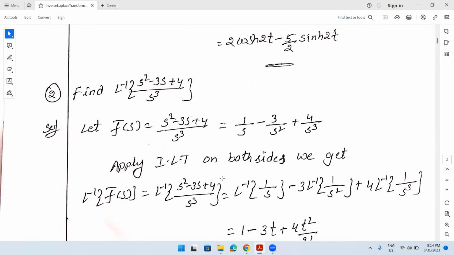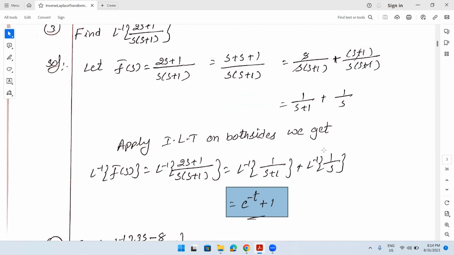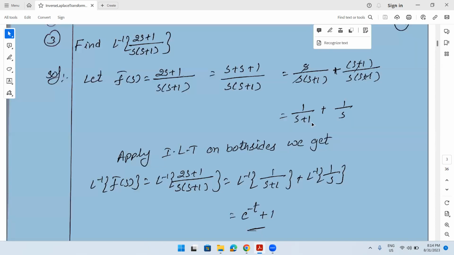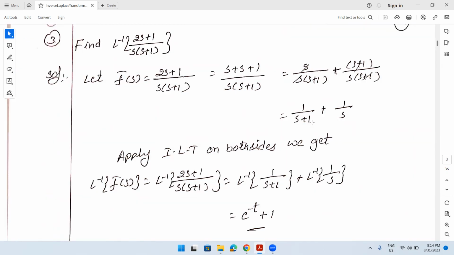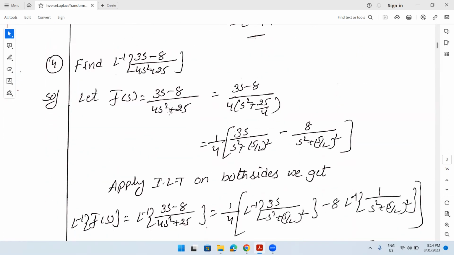And next, this is the answer, e power minus t plus 1. So if we apply the Laplace transform to this answer, we get the question like this. That's why I told you in the first part that in the Laplace transform, the questions are here and the answers are there. Here the questions are the Laplace transform answers like this, so we can do the reverse of this. And next, we shall see the next problem.